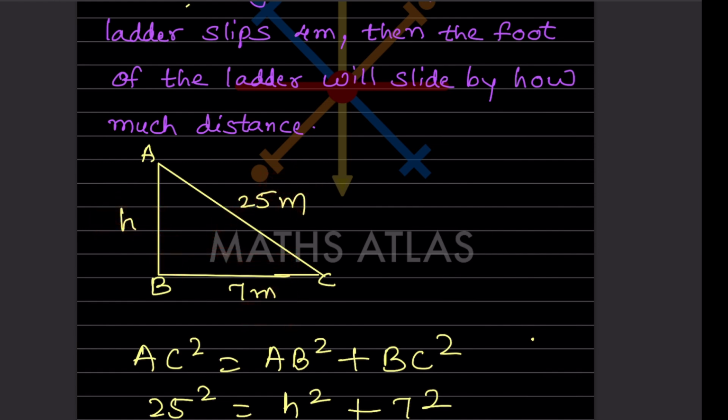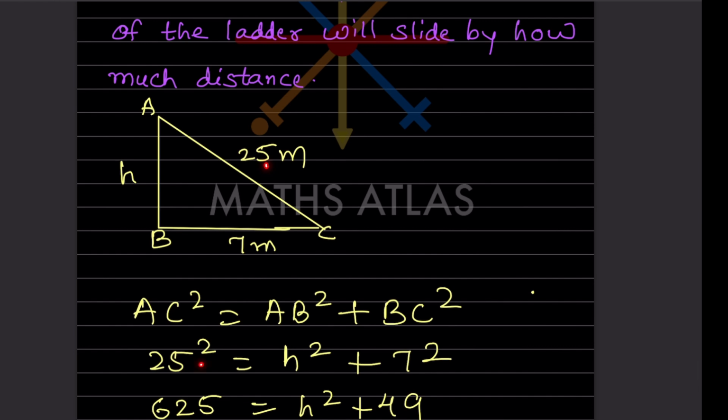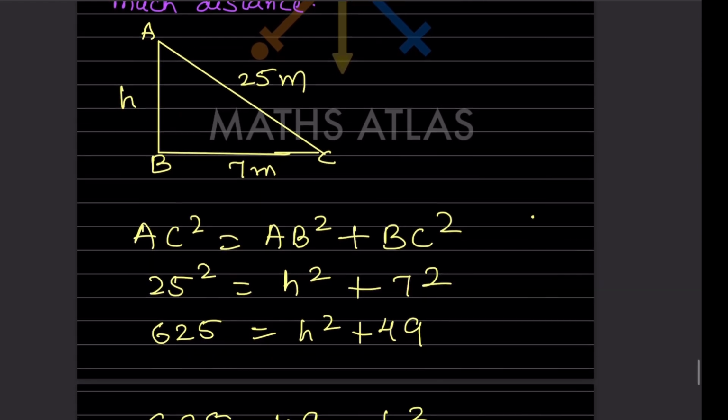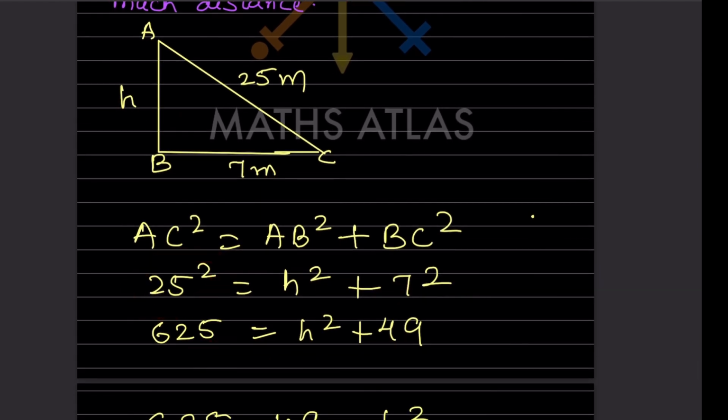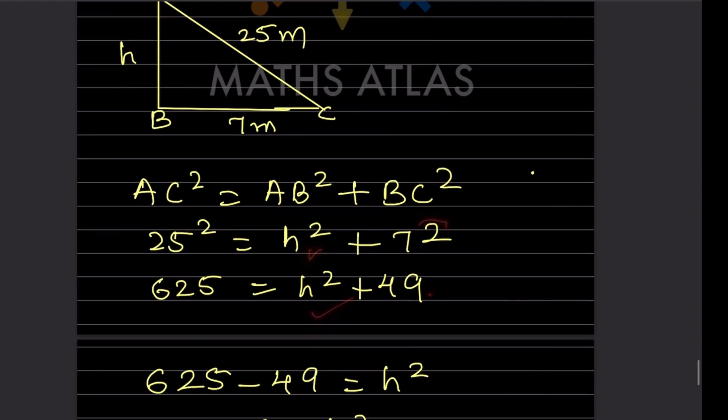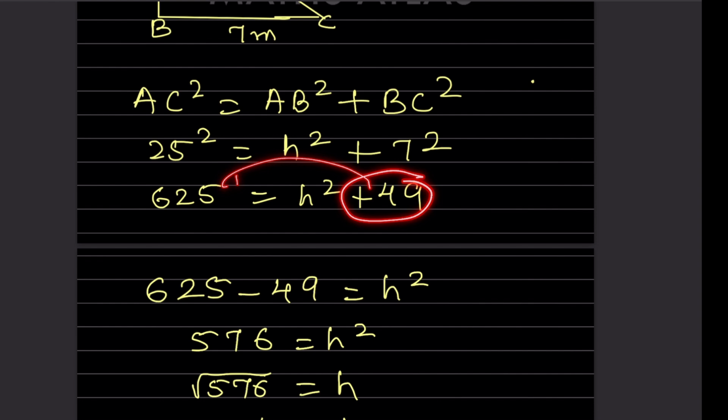Now you know the Pythagoras theorem. What do we have over here? AC square, the hypotenuse square, is the height square plus the base square, or the base square plus the perpendicular side, both are the same. So that is AB square plus BC square. Now this is 25 square, that is H square, plus 7 square. So 25 square is 625, and this is H square, and this will be 49. If you take this 49 on this side, that is going to be minus 49, and when you subtract, you get 576 is H square.